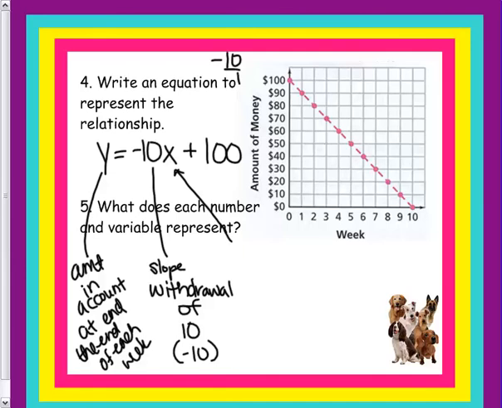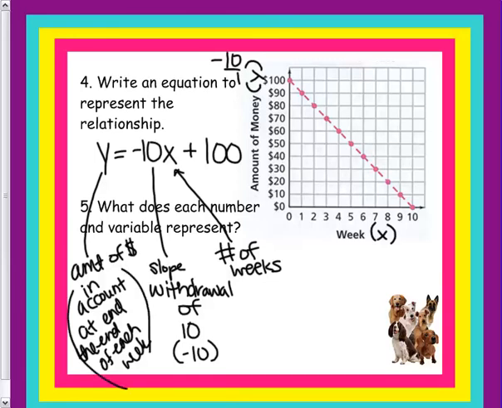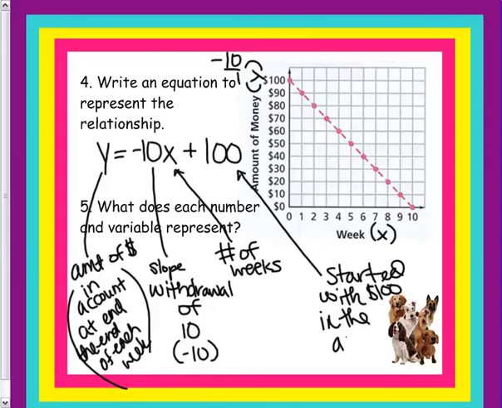Our slope, or excuse me, our x here represents the number of weeks. Notice we can just write amount of money and weeks if you wanted to. So you could just put amount of money in parentheses. And then our $100 is what she started with. Okay.